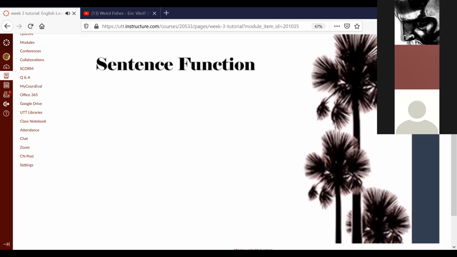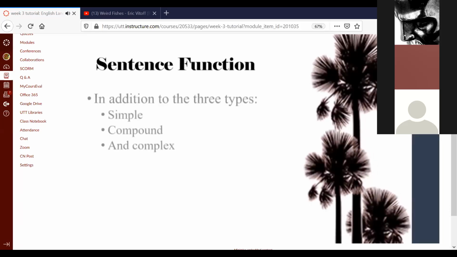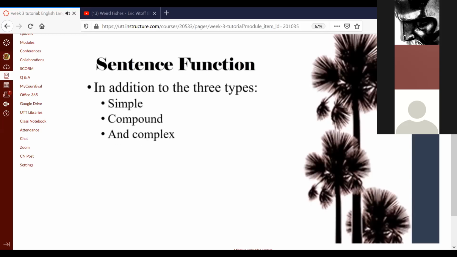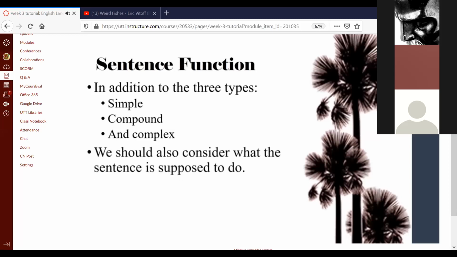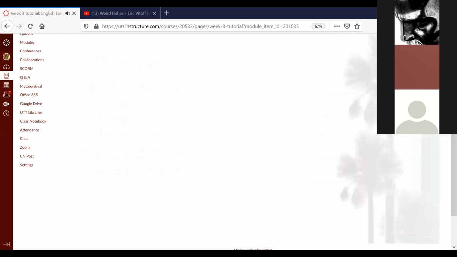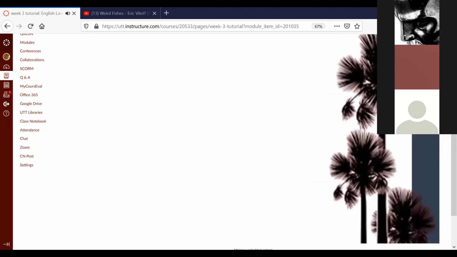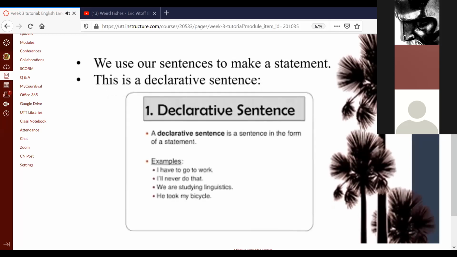Now let's look at sentence functions. In addition to the three types, simple, compound, and complex, we should also consider what the sentence is supposed to do. We use our sentences to make a statement. This is called a declarative sentence. Here are some examples of declarative sentences.